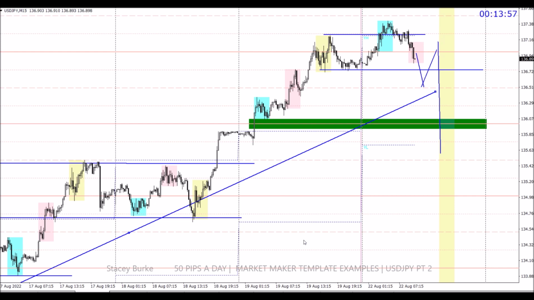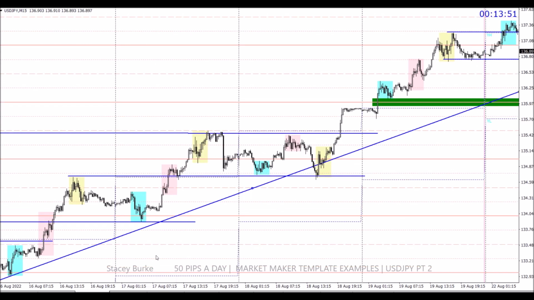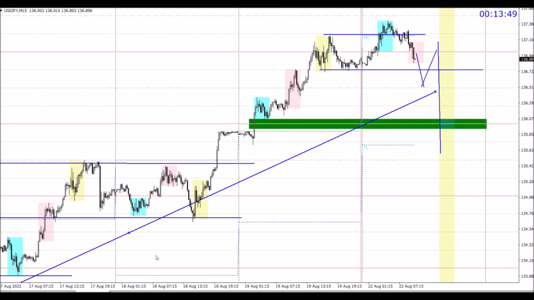So again, the templates will help us identify session trades, whether they're trend trade, reversal trade opportunities, or if we're merely caught in a trading range.